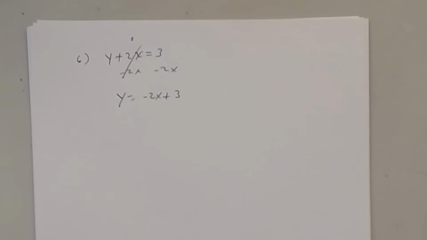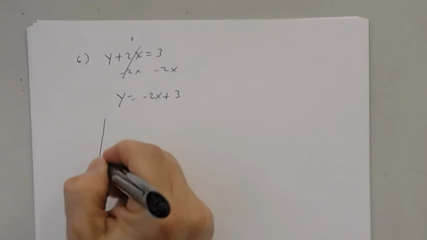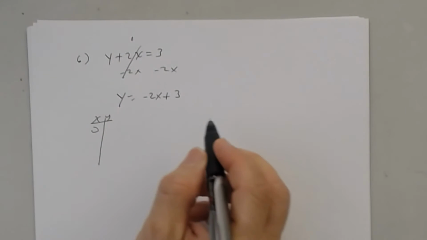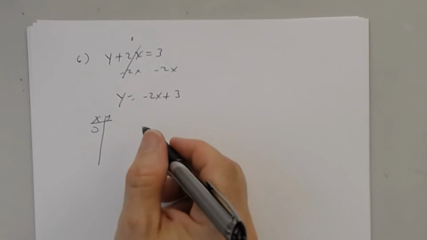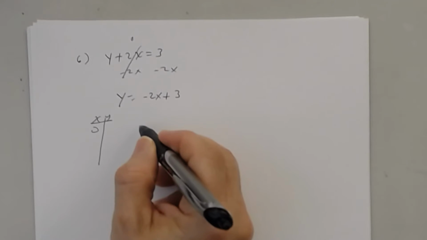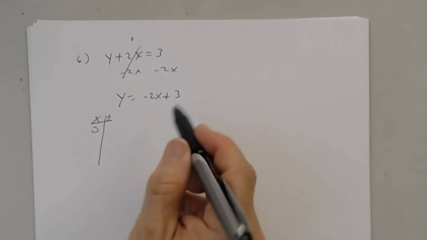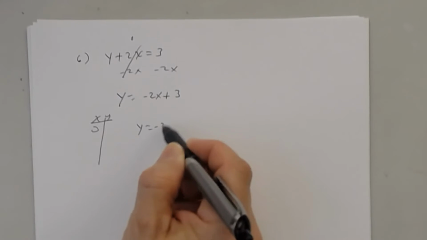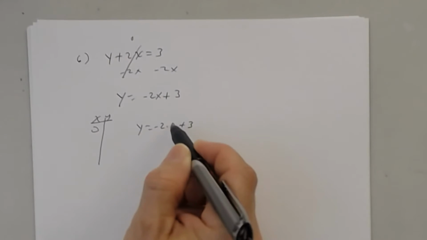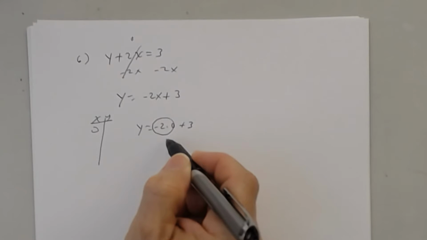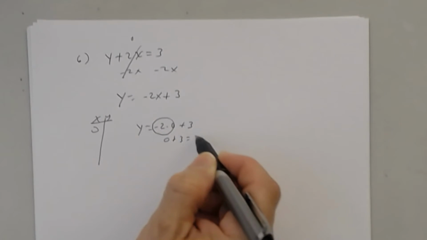Do I have to worry about fractions? Do I have to worry about the divisibility rule? No. I can use any number for x. So you do your t-table. If x is 0, and again, you can skip some of this. You don't have to show all this work. I do need to see the t-table, though, because it does say do this by using a t-table. So I get y equals negative 2 times 0 plus 3. What's negative 2 times 0? 0. 0 plus 3 is 3.